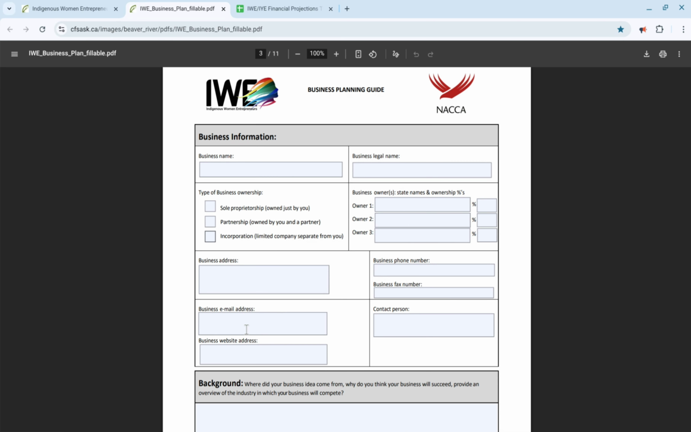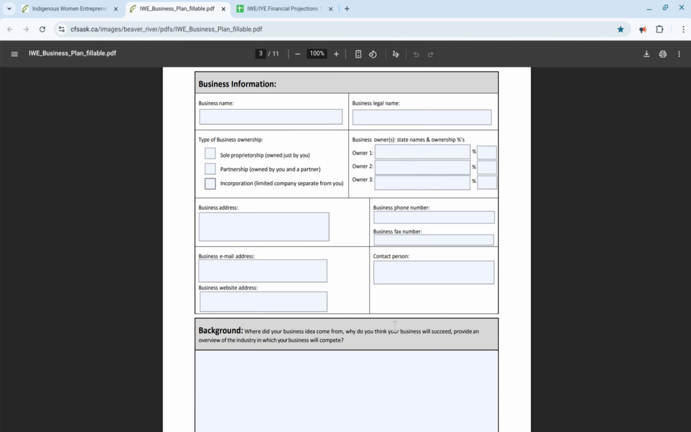The next thing is business email address. If you don't have a separate email address for your business, that's okay. You can just put your personal email address for now for the business. And then if you have a website, put the domain name in there. And then contact person, which will typically be you, the applicant, so just put your name there. The next section is background.